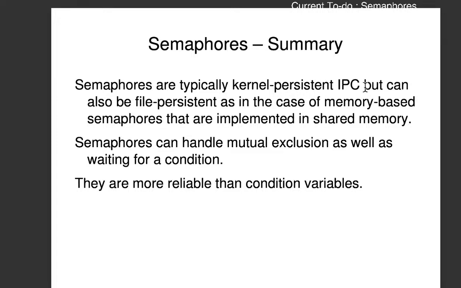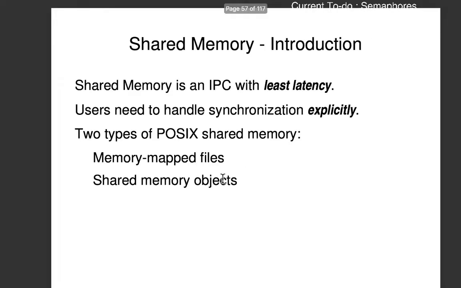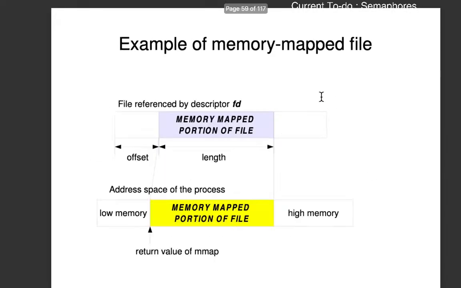Semaphores are typically kernel persistent IPC, but can also be file persistent, as in the case of memory-based semaphores implemented in shared memory. Semaphores can handle mutual exclusion as well as waiting for a condition. Yep, they're more reliable than condition variables. Nice. Shared memory introduction. Shared memory is the IPC with least latency. What's there in shared memory though?